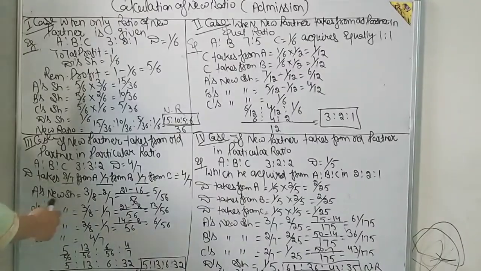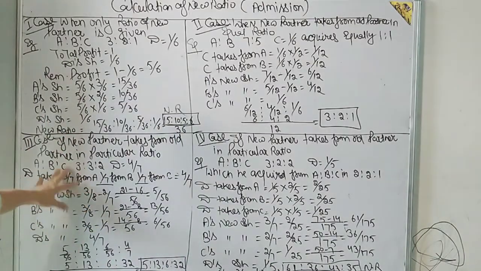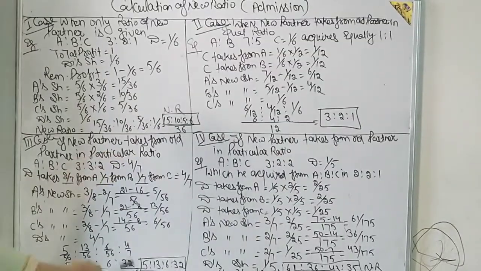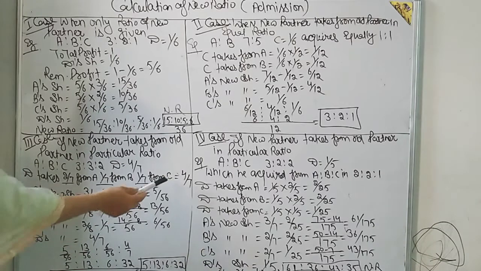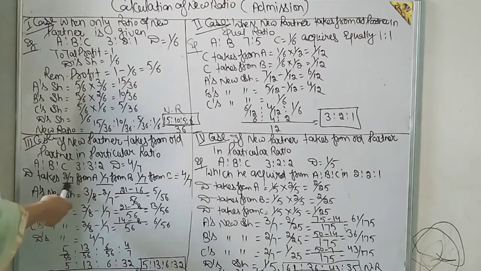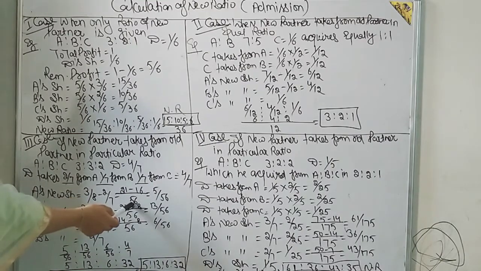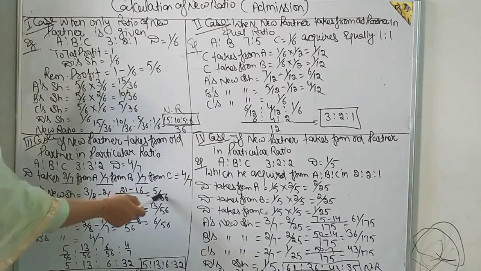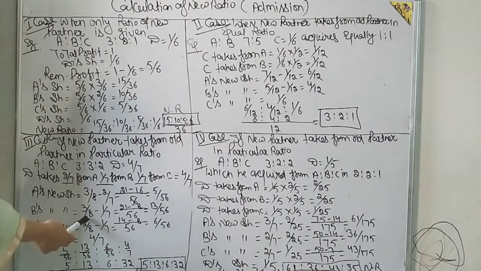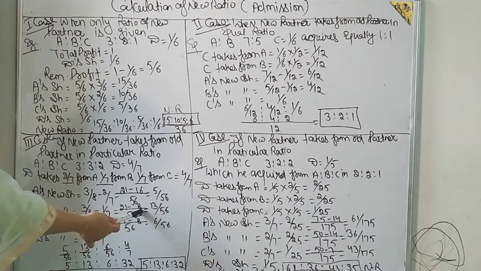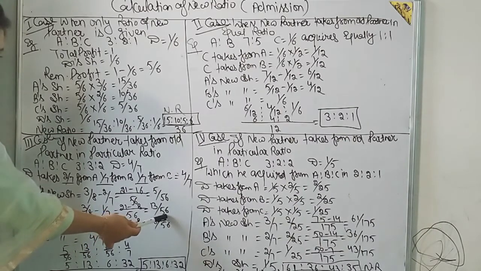So what will we do? Simply, we deduct this part of D from A, B and C's shares. A's new share will be 3/8 minus 2/7, which A gives to D. Just take LCM, 8 and 7. LCM will be 56. Next, 21 minus 16, 5/56. B's new share will be 3/8 minus 1/7. LCM will be 56. 8 7s are 56. 7 3s are 21. 21 minus 8, that is 13/56.